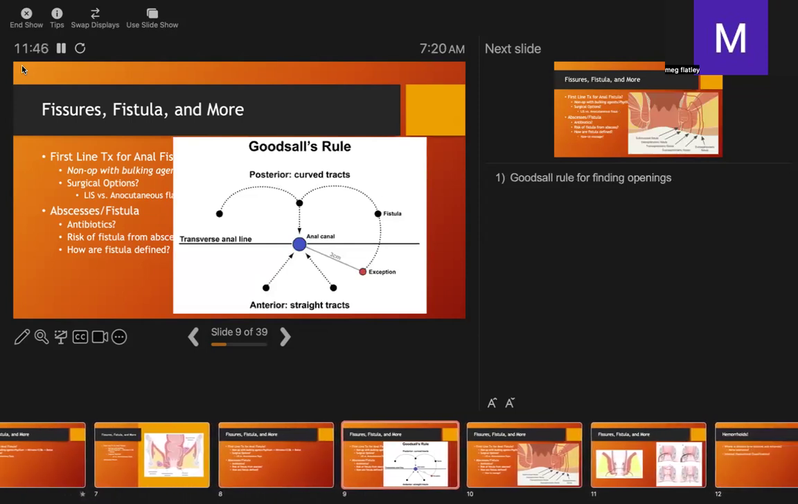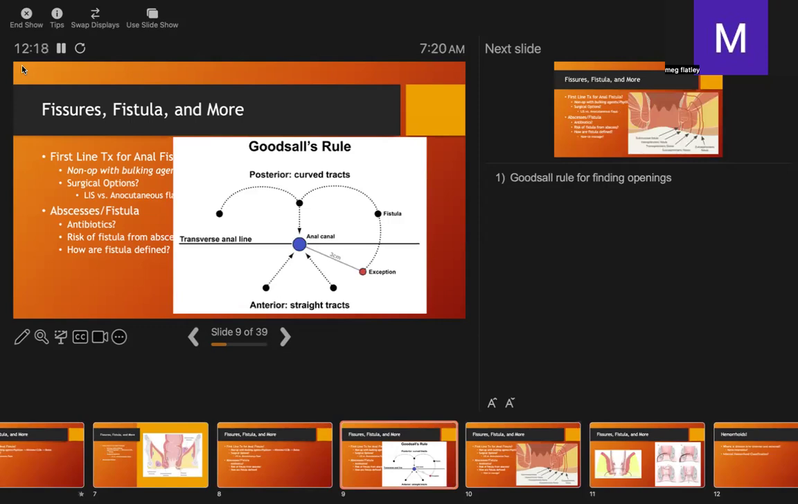So just remember Goodsall's rule about where the openings of the abscesses may be and where those track to within the anal canal. This actually can help you when you're looking externally to figure out where you're trying to drain these people, and where you're looking for the internal opening, depending on where your fistula is. Anterior tracks are straight, posterior are more curvilinear tracks. So just remember that they'll curve to midline.